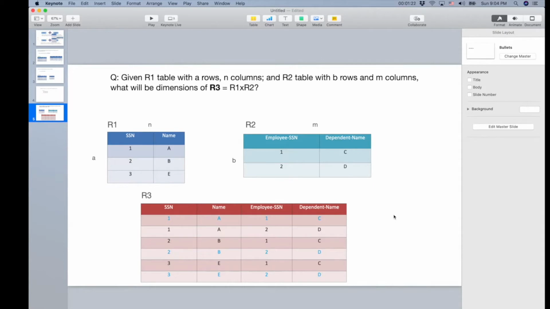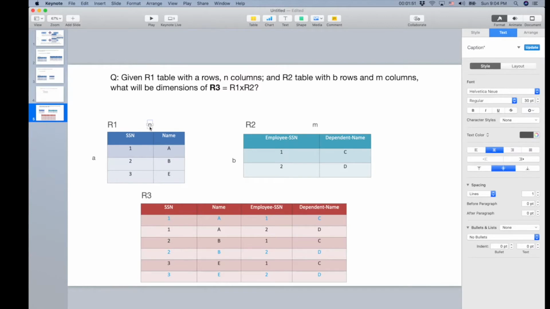According to the definition of relation product, we know that the schema of the output relation will combine all the attributes from the 2 input relations, right? If we have R1 with N columns and R2 with M columns, by combining them together, we will be able to define a schema for R3. Combining them means we need to sum them together. In other words, for R3, the number of columns will be equal to N plus M. This denotes the columns we have for R3 as the output.